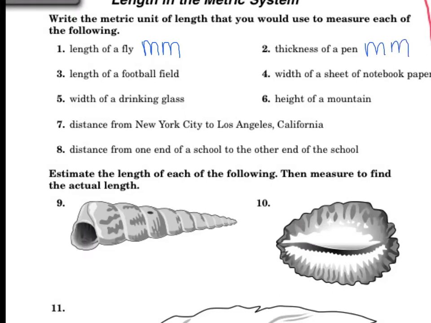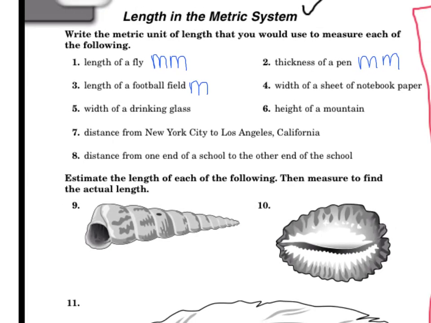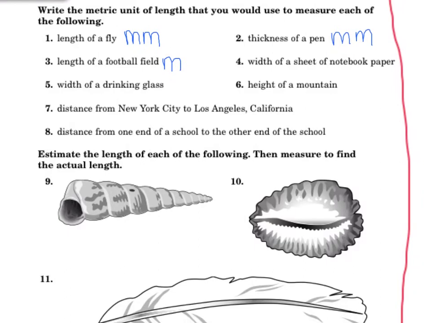We measure those in yards, okay? But in the metric system, we would use meters. It's too short to measure it with kilometers. And I would hope that you wouldn't want to get centimeters out there. That would be a bunch of pinkies. Can you imagine measuring a football field with your pinky?